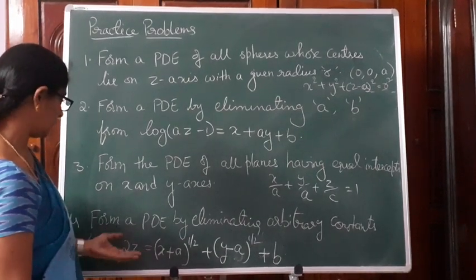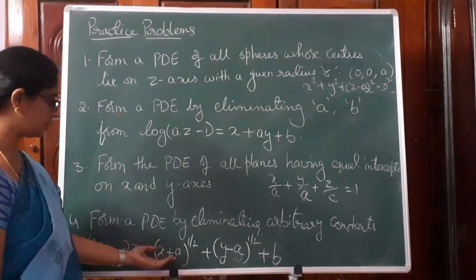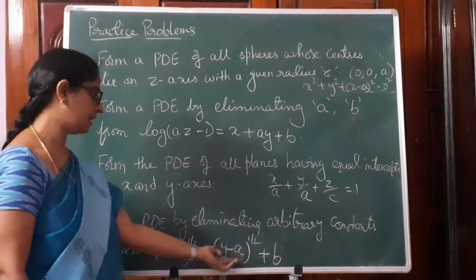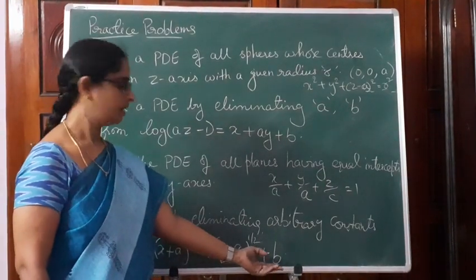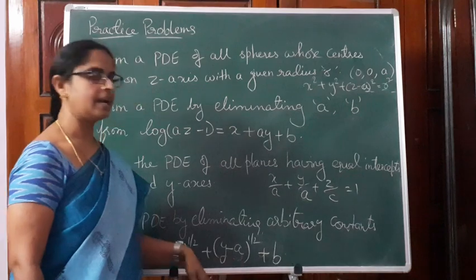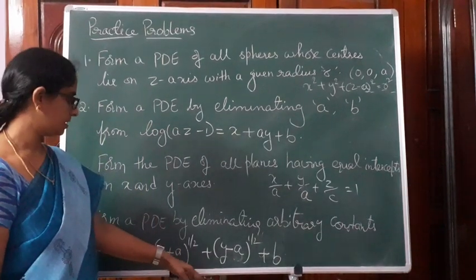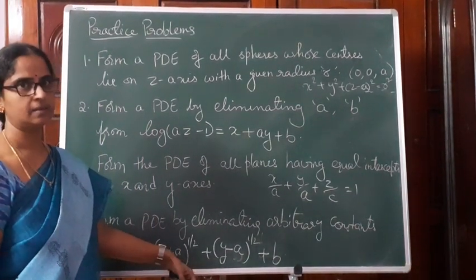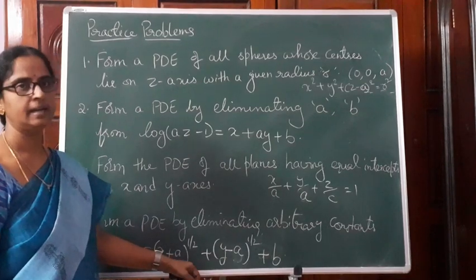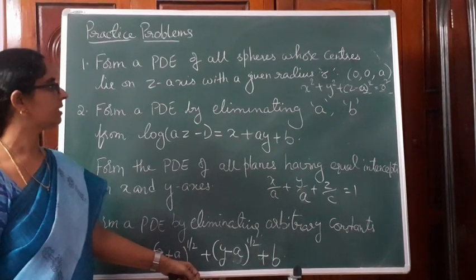And fourth one is a direct equation. 2z is equals to x plus a whole power 1 by 2 plus y minus a whole power 1 by 2 plus b. There are two arbitrary constants a and b. Partially differentiate this equation with respect to x once, y next and eliminate a and b. Okay. So do practice these sums.